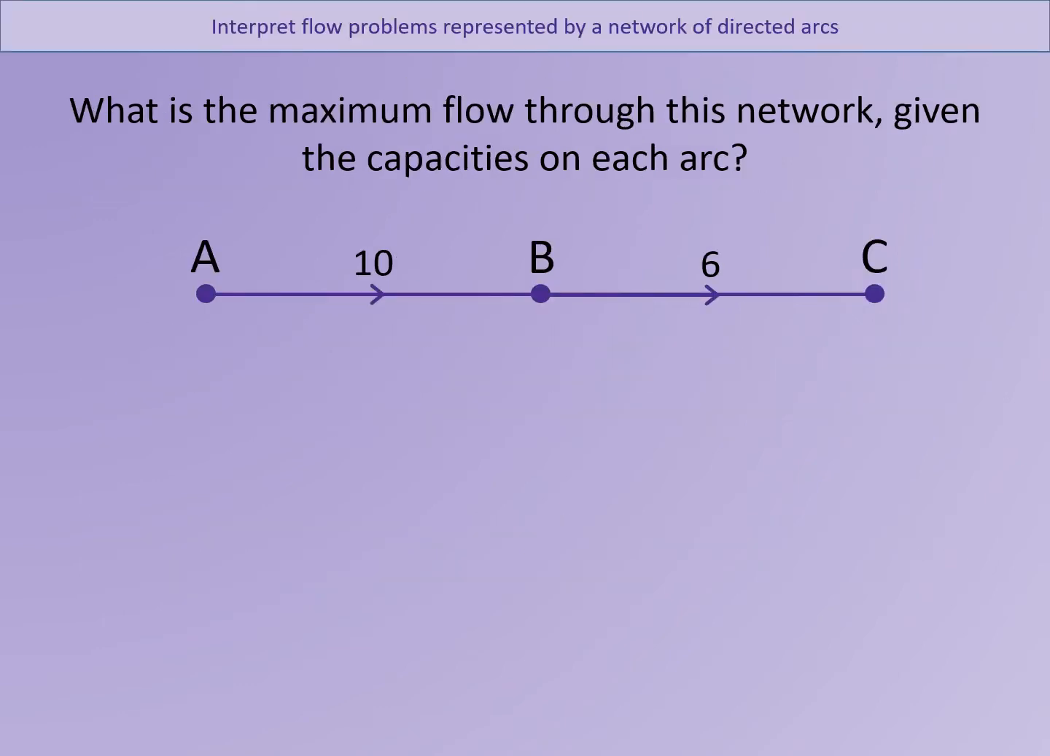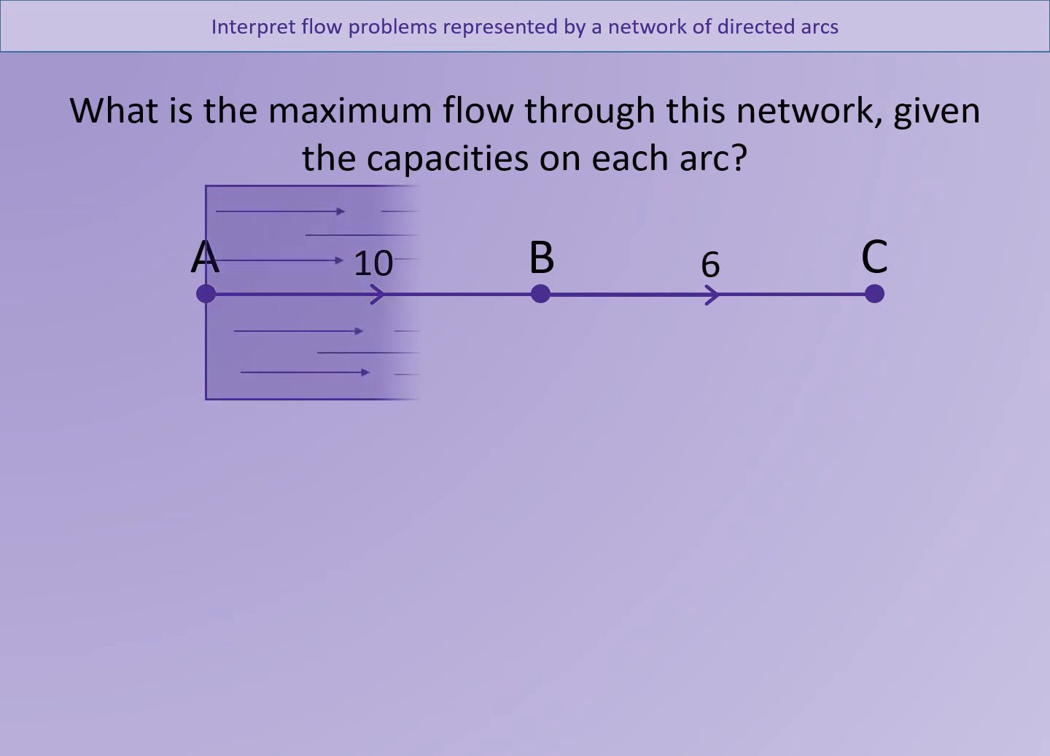So we're going to consider this section of a network. The numbers on the arcs represent the maximum capacity that could travel along that arc in a certain amount of time. So this could be litres per second of water, for example. So we'd like to consider what is the overall capacity of the section from A to C.